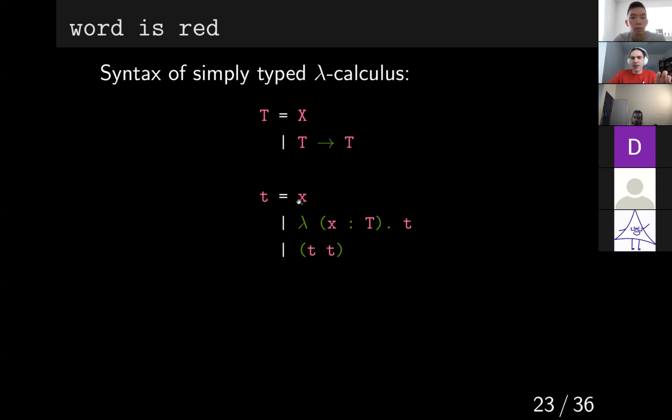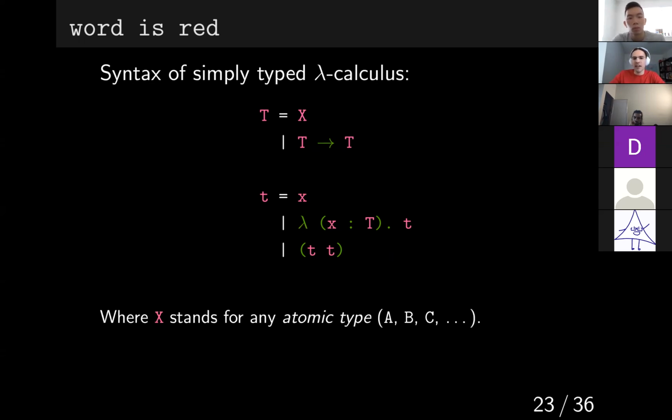A term is either a variable. Notice this is a capital X and this is a lowercase x. So we're going to assume that all of these variables are distinct from all of these variables. Or it's an expression of the form lambda x in T dot t, or t applied to t. So I am going to say a bit more about this in a second.